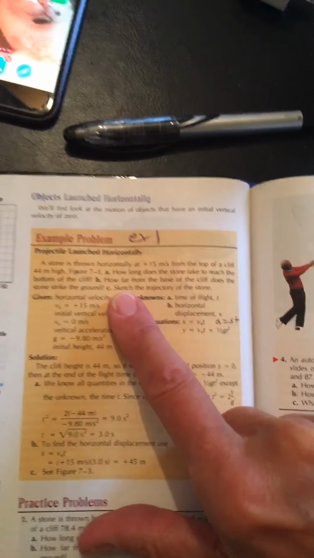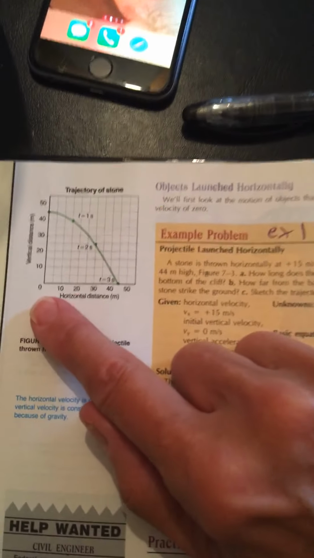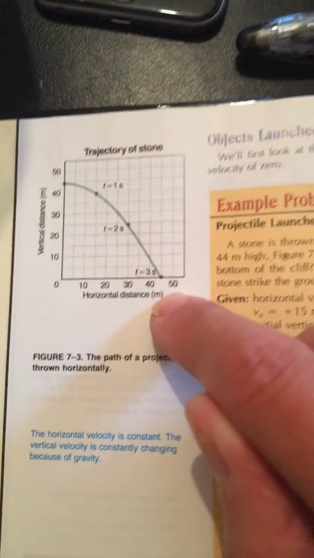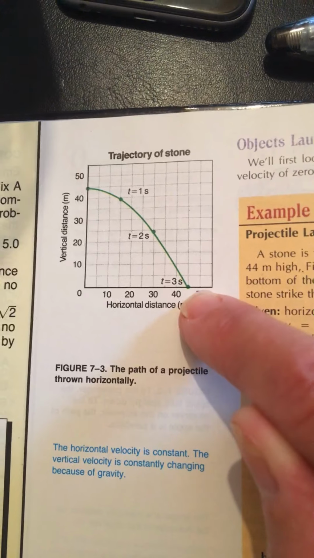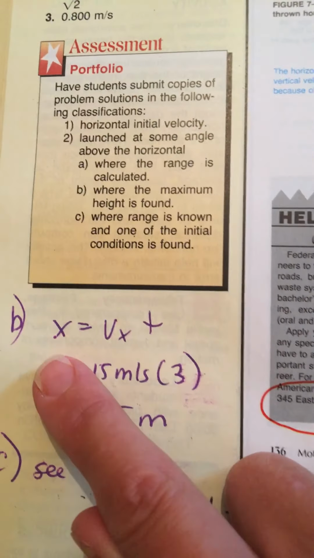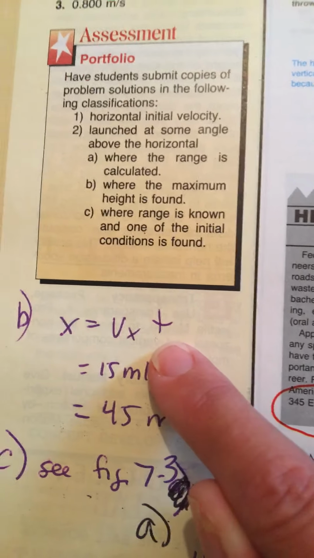All right, so let's see our next question. B, how far from the base of the cliff does the stone strike the ground? So now we want to know how far out this goes. We can't just look at this graph because they drew the graph at the end. So that'd be cheating. But we can kind of tell from the graph it looks like it's going to be 45. We have to use our math though. Okay, so this is our formula. For the X component, it's the speed of X times the time.